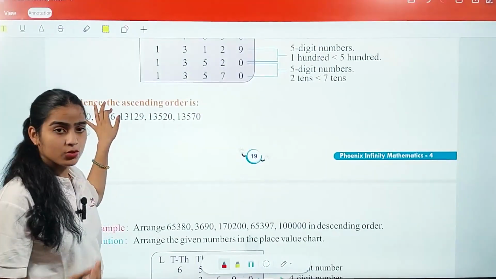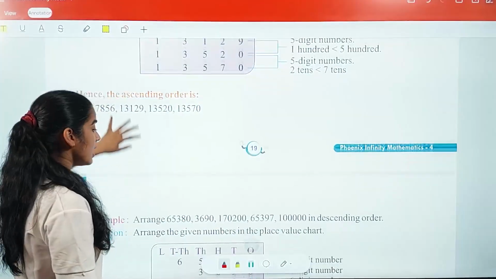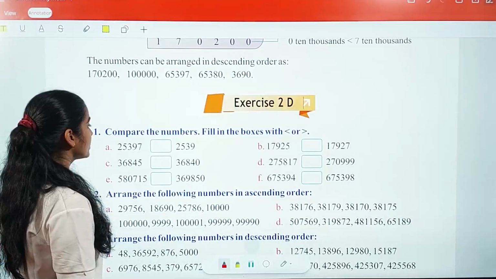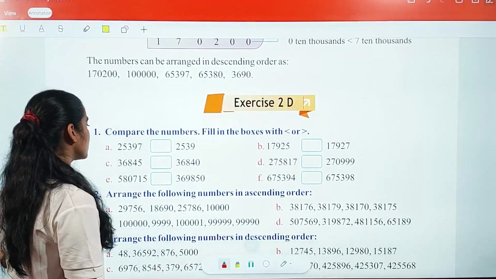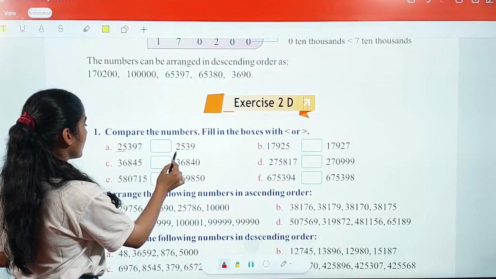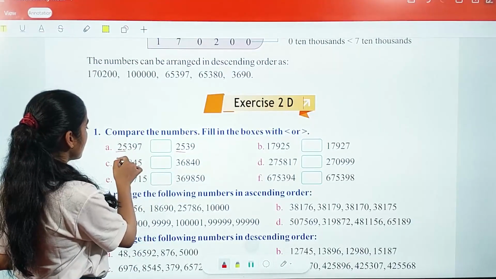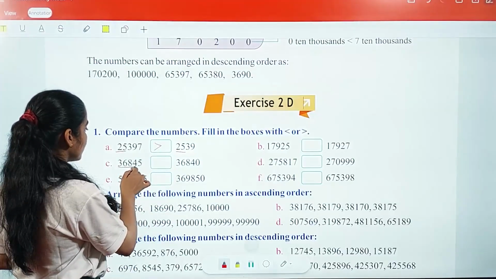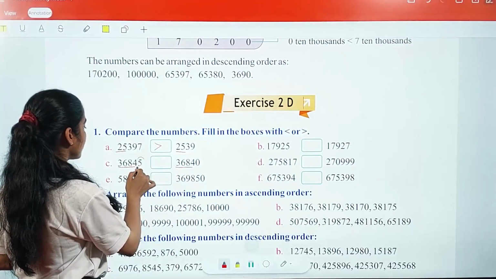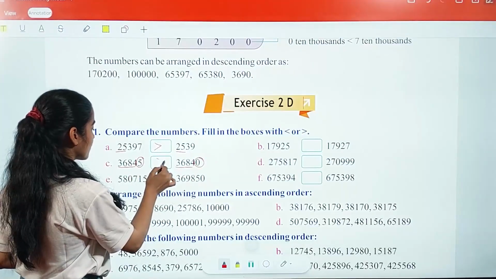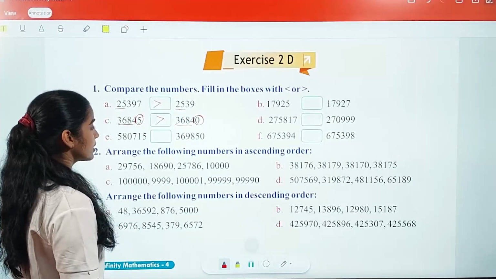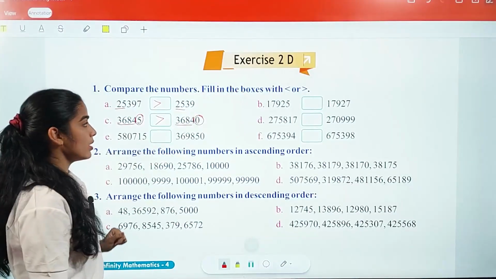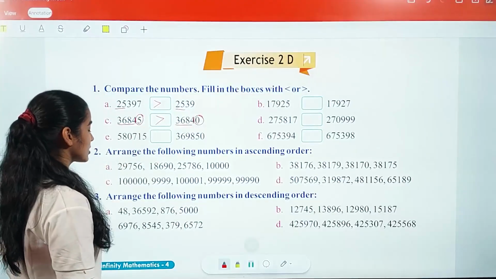And if we know how to compare, we can simply arrange in ascending and descending order as well. So now compare the numbers and fill in the greater and smaller sign. So 253 and 253, and obviously this one has more number of digits, so this one is greater. 3684 and 3684, 5 and 0. Which one is big? 5. So this. Now arrange the following numbers in ascending order. Students, try all the parts which I left over in the above section. So do it yourself. Okay.